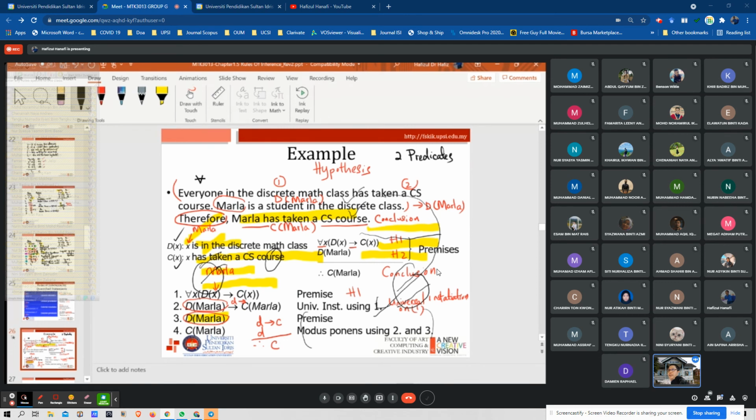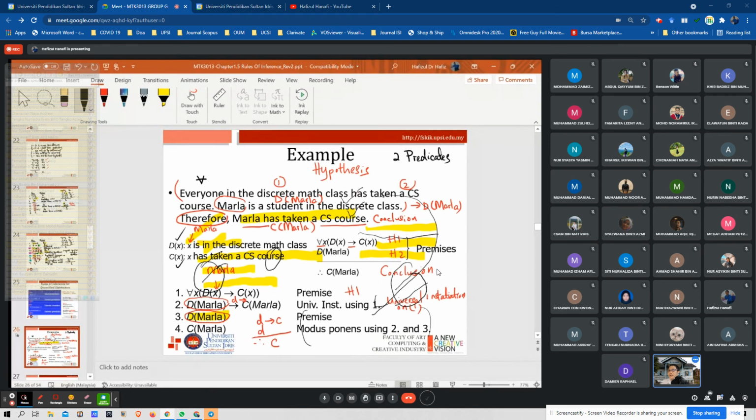Here we have a predicate, two predicates, for all. Everyone in the discrete math class has taken computer science courses. And Marla is a student in the discrete math class. Therefore, the conclusion: Marla has taken computer science courses.